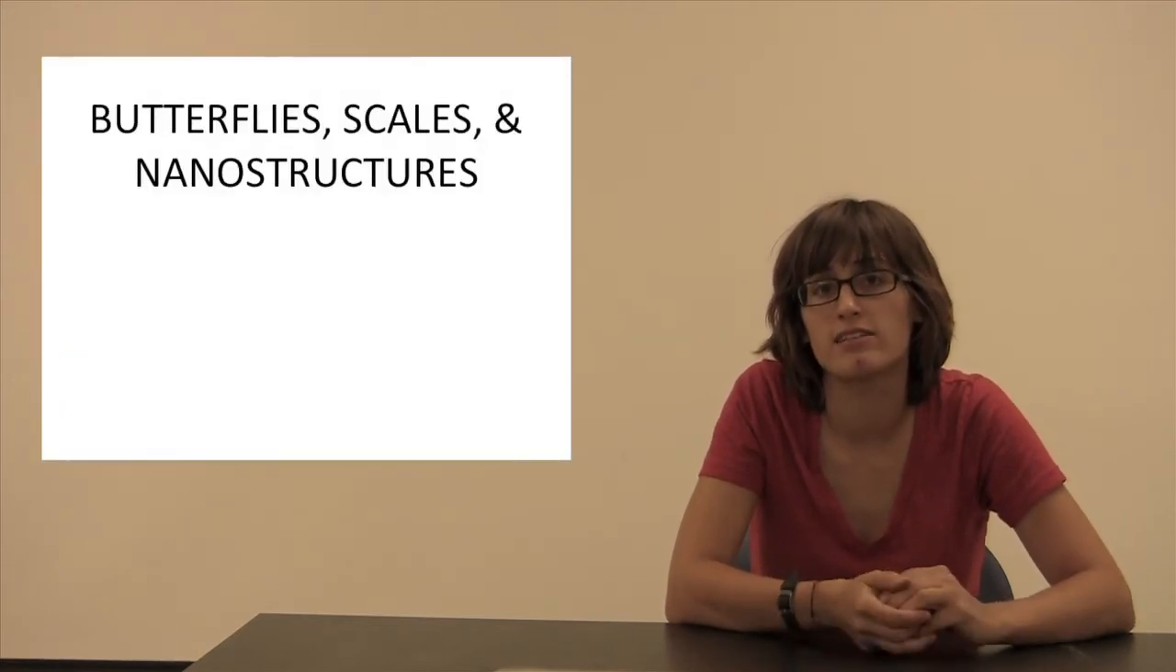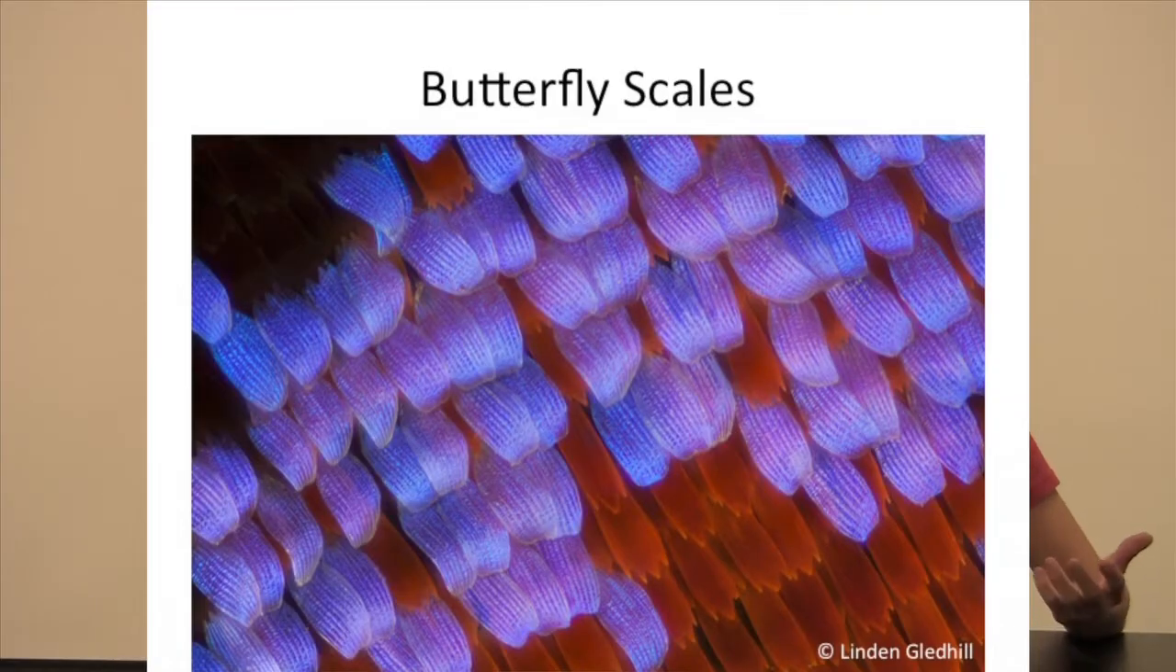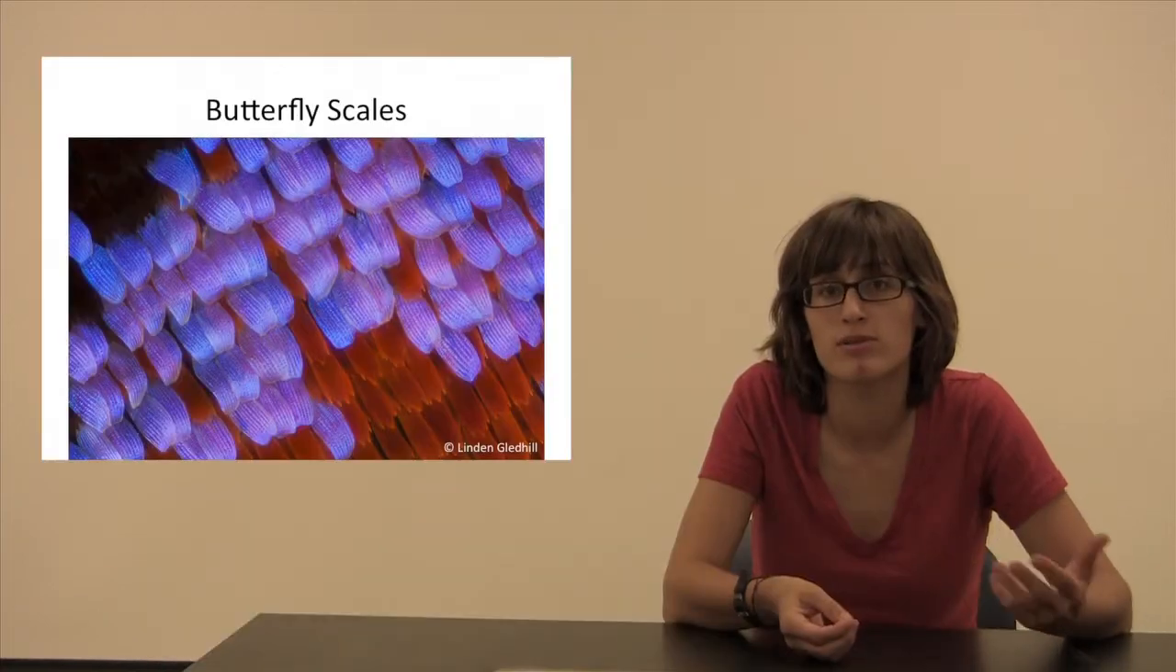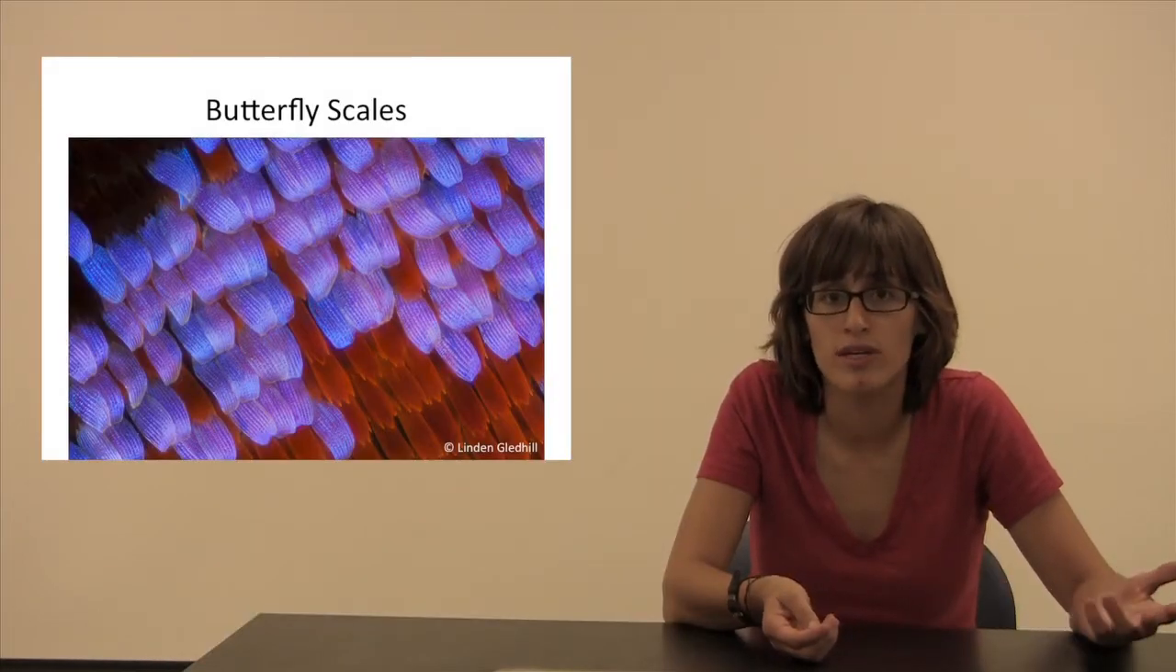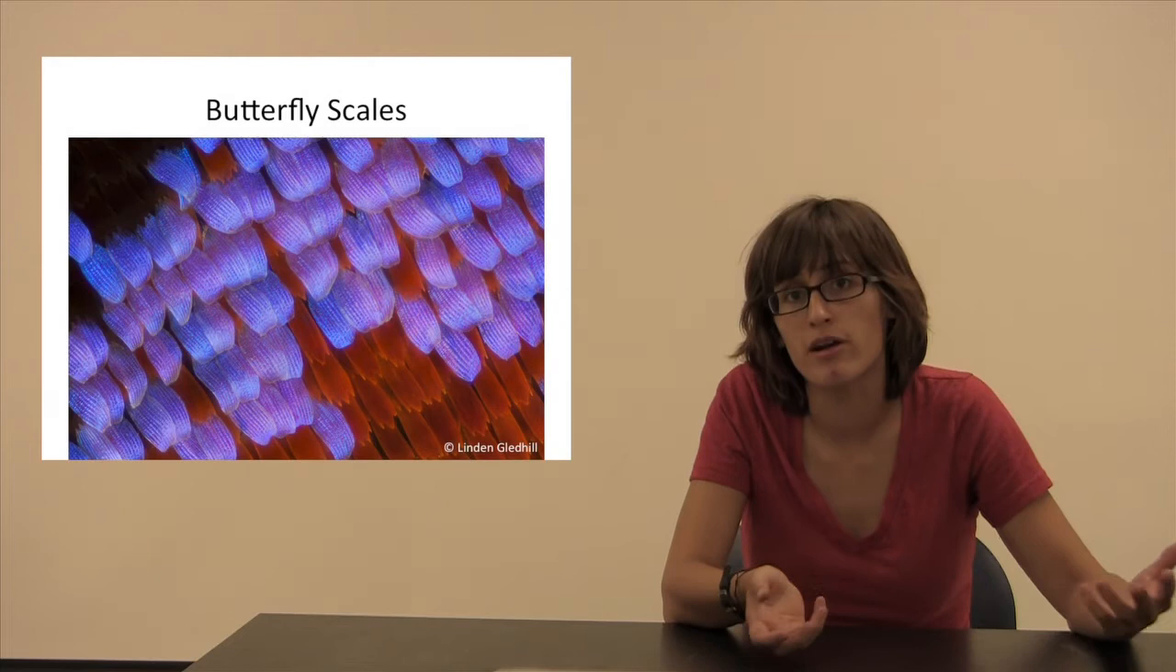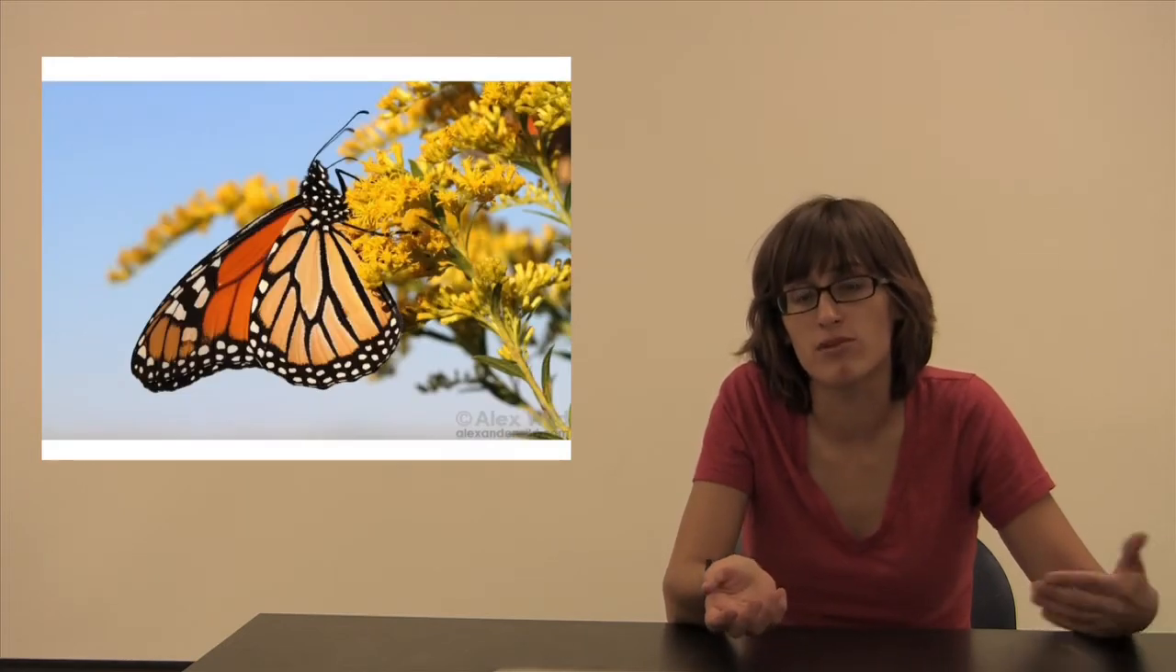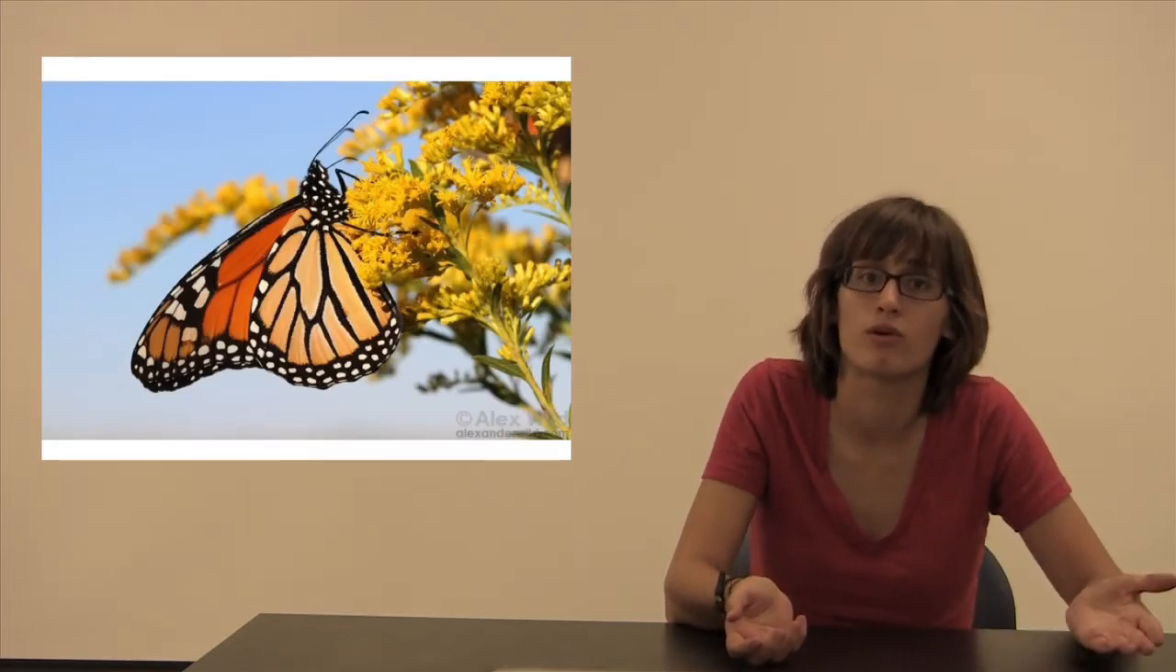Part 2, butterflies, their scales, and nanostructures. Have you ever picked up a butterfly and touched its wings and found a powdery substance on your hands? This powdery substance are the butterfly's scales, and these scales absorb and reflect different wavelengths of light, and this is how we perceive the colors of their wings. For example, the monarch butterfly, we perceive the wings as being black and orange.